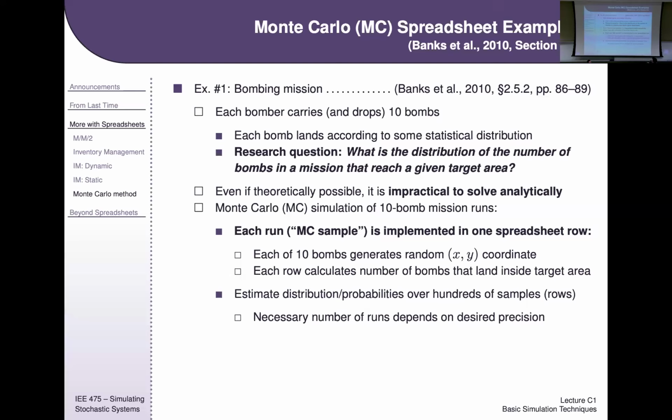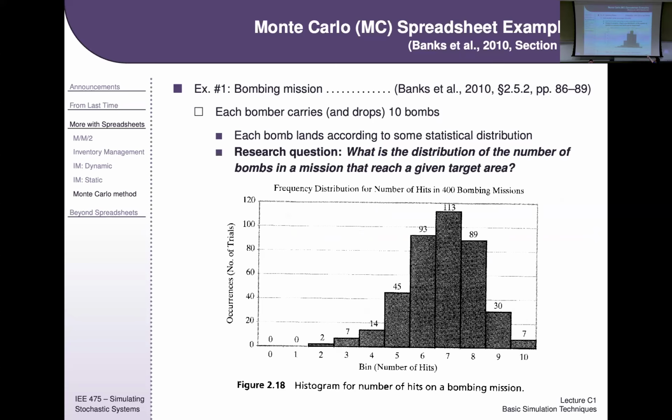The idea here is that in every row of a spreadsheet, I generate 20 random numbers, 10 pairs of XY coordinates. I know that when I drop a bomb, it has a certain X error and a certain Y error, so I can draw XY coordinates for every bomb of where it fell. I will have 20 numbers, 10 XY coordinates, and then I can just count up how many of those in that row landed within the area. If I do that for a bunch of different rows, then I can estimate the distribution over all of those rows, and that gives me some idea of how many hits.